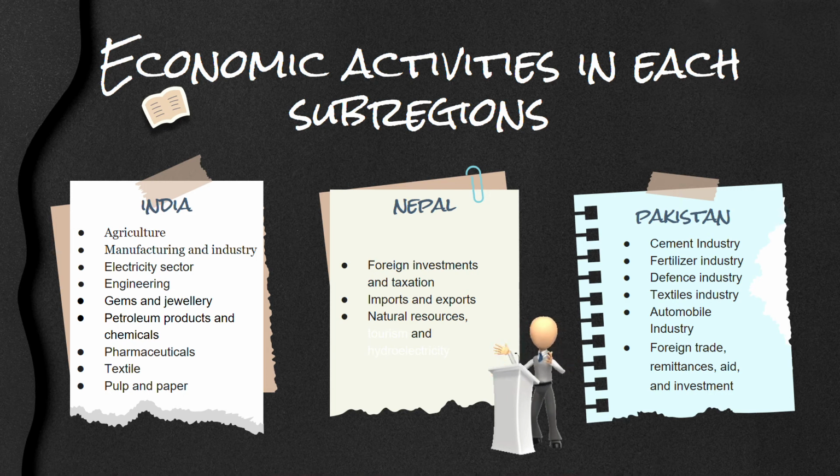Next, we move to the next country, which is Pakistan. The economy of Pakistan is the 26th largest in terms of purchasing power parity and 46th largest in terms of nominal gross domestic product. The economic activities in Pakistan include the cement industry, fertilizer industry, defense industry, textiles industry, automobile industry, foreign trade, remittances, aid, and investment.